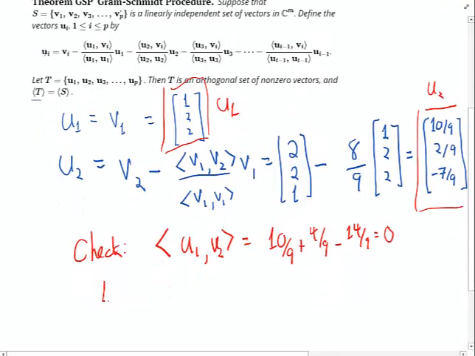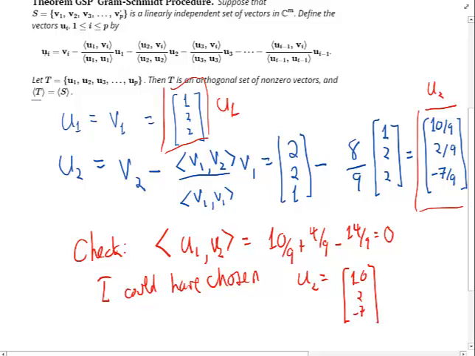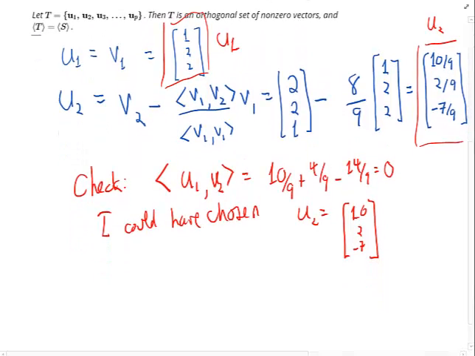Now notice something also. I could have chosen u2 equal to 10, 2, minus 7, because I didn't say anything about orthonormal, just orthogonal. And if you multiply a vector by a number, then if it's orthogonal to another vector, the multiple will also be orthogonal. So yes, I could also have done that. All right, so let's go on to part B.